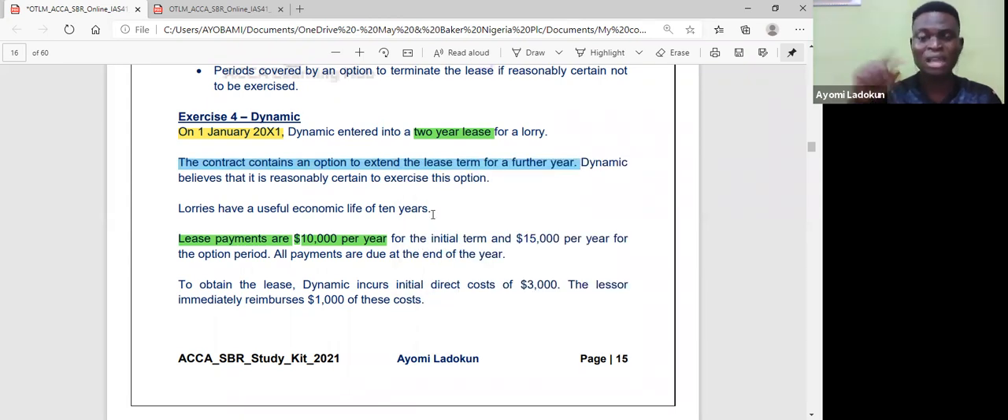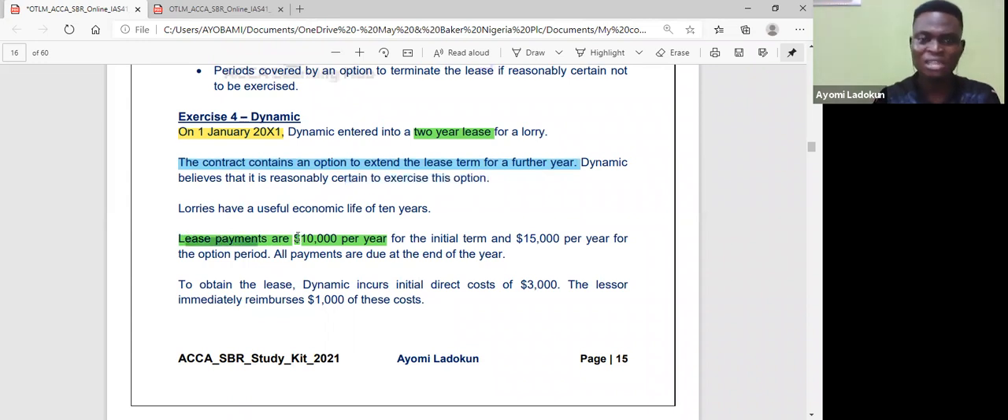He said I have the option to extend, and it's reasonably certain it will be exercised. Then the third one is option to terminate. If it's not started, it will not be exercised. So in this question we don't have anything of such. Then that means my lease term is 3 years.